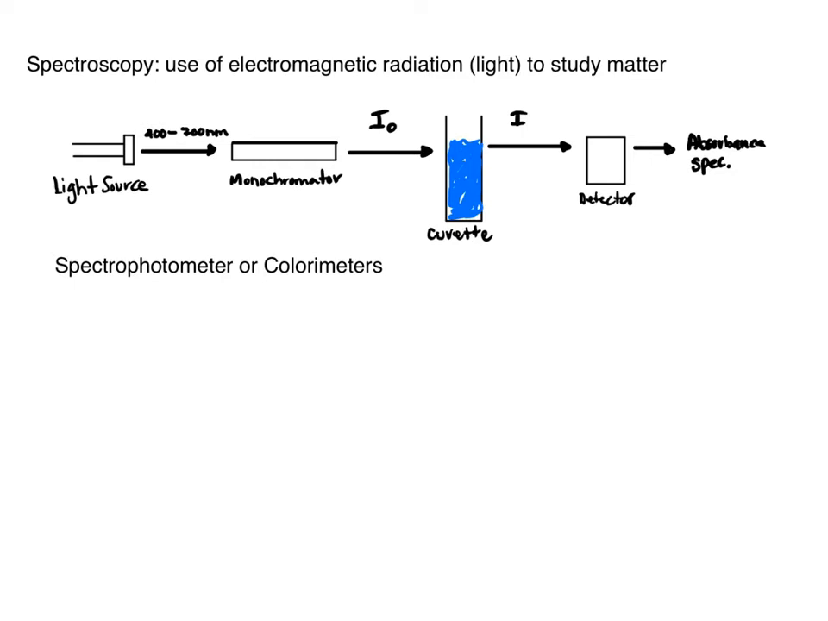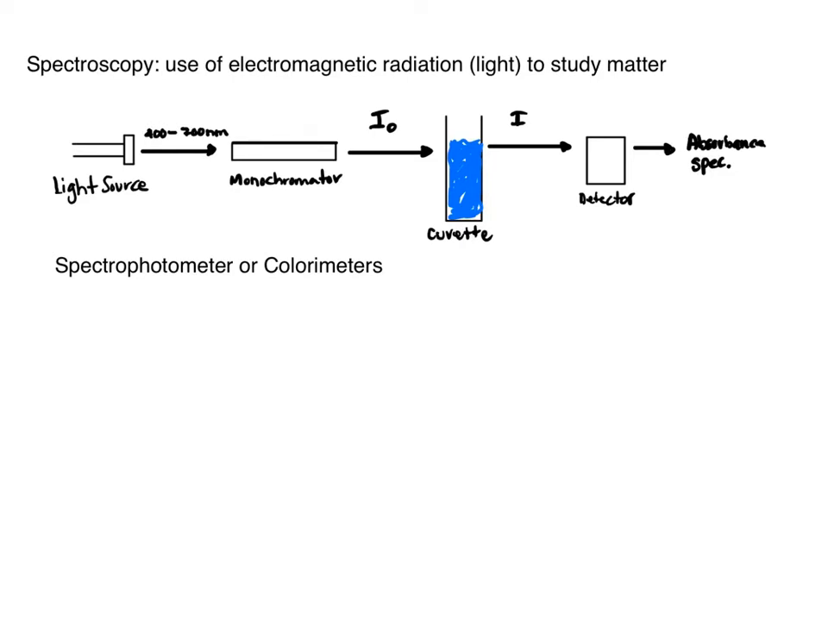Now, the two types of instrumentation that are commonly used to analyze matter with respect to visible light are spectrophotometers and colorimeters. Okay, and spectrophotometers and colorimeters work in the same basic fashion. However, a spectrophotometer is going to have more wavelengths of light accessible to it than a colorimeter. So basically, a colorimeter can be looked at as a simplified version of a spectrophotometer.